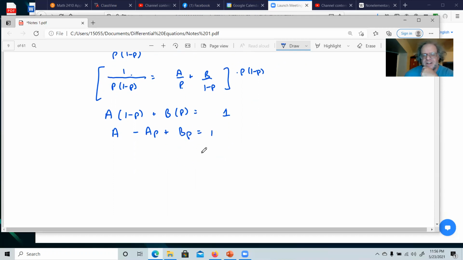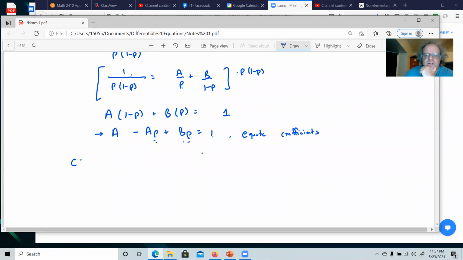Okay, now this is an easy enough problem, but I'm going to assume that we probably need some more work on partial fractions. So we're going to do what's called equate coefficients. Okay, so we're going to take all the constant stuff and set it equal to the constant stuff, and we're going to set all the stuff with a p in it equal to the stuff with a p in it.